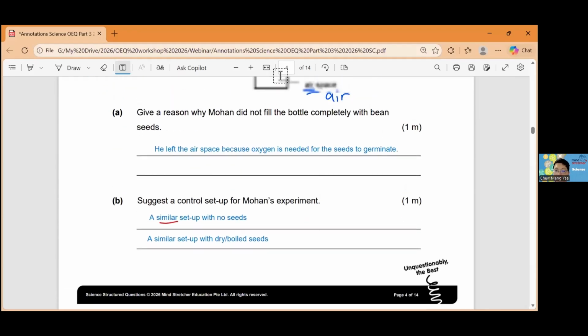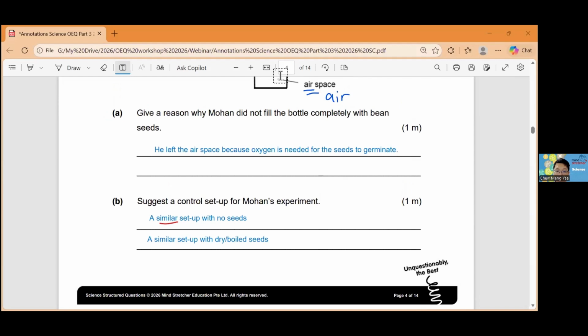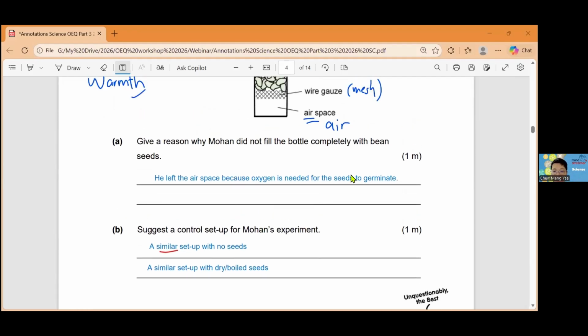Here, let me check. Cook the seeds. Okay, don't just say cook the seed, right? So you have to tell me, okay, cook the seed is just like boiling the seeds. But you must tell me that you are using a similar setup using cooked seeds. Then that will be fine. So you have to phrase your answer correctly, yeah? You must mention that you are using that same setup, identical, similar setup, or same setup, but no seeds or cooked or boiled seeds. Okay?